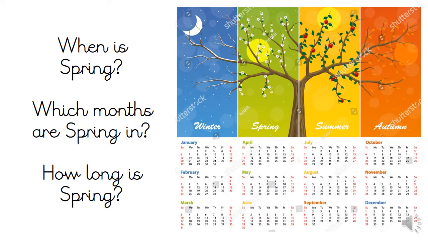So which months are spring in? March, April and May. And how long is spring? So how many months is spring? 3 months. So let's see what I did yesterday.